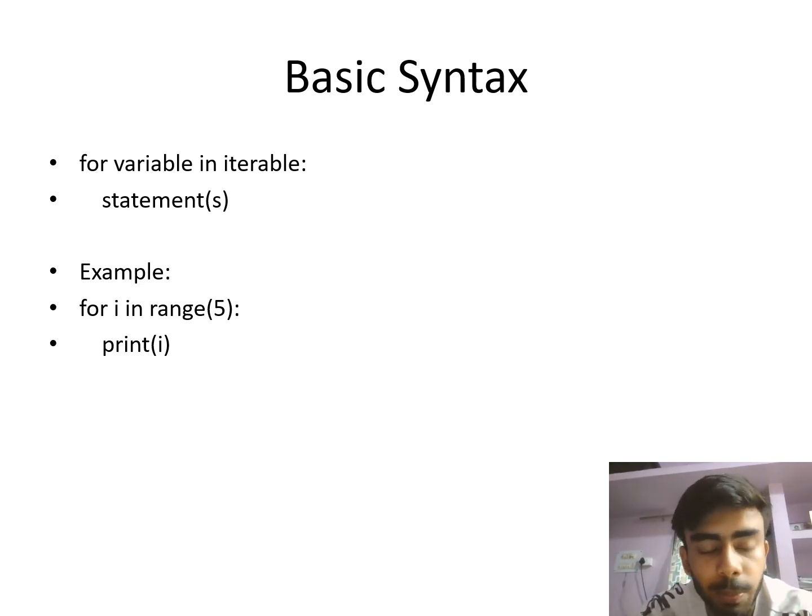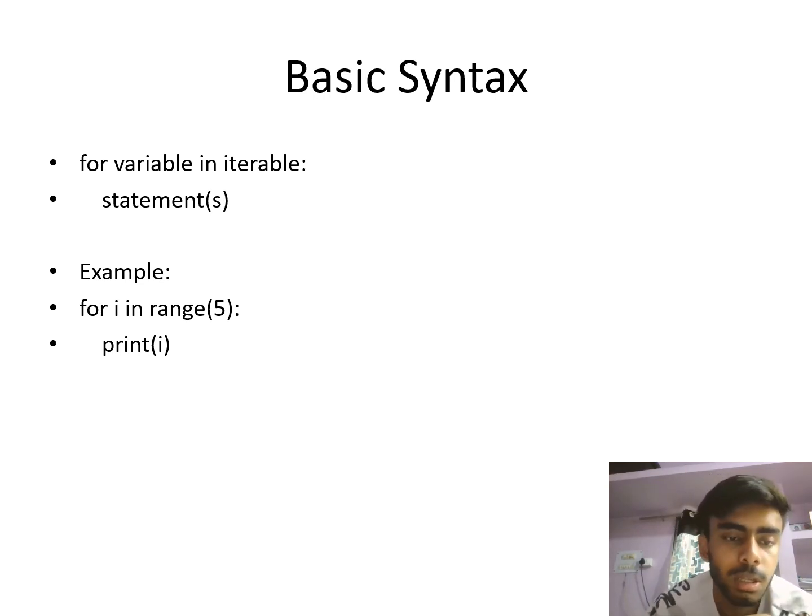Like over here, in the place of variable, you can use I or J or whatever you want. So basically, if you are using I, in a Python for loop, I is just a variable. It stores the current value during each iteration of the loop. For example, for I in range 5, print I.